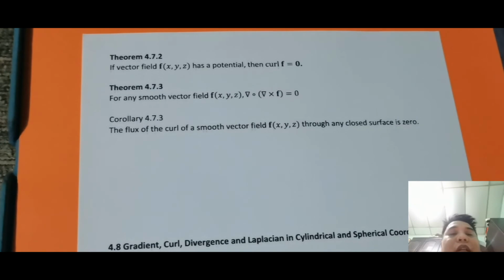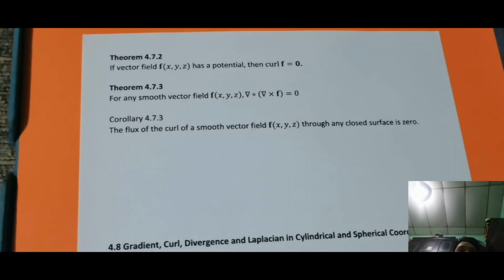Okay, then lastly, corollary 4.7.3. So, if the flux of a curl of a smooth vector field f of x, y through any closed surface is 0.